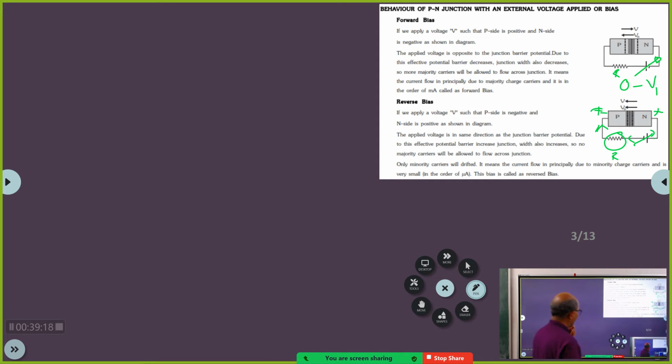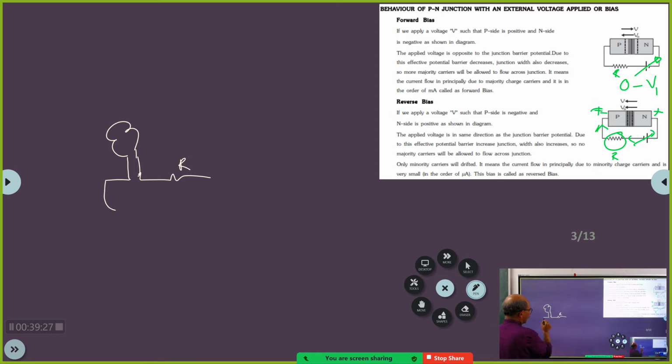Now you see, you have studied a bulb. So to a bulb, suppose you connect a resistor and a battery. This bulb has got some rating, say 10 volts. So as you increase this voltage, the current starts increasing.